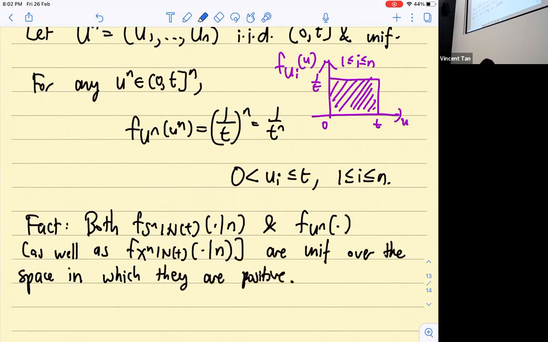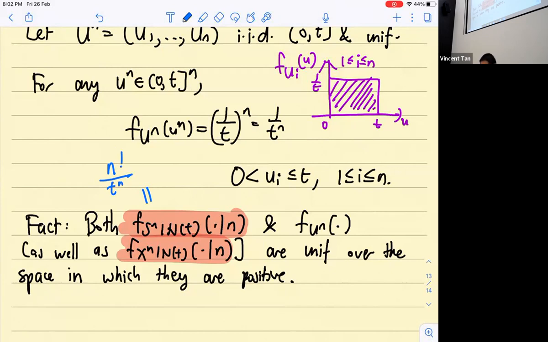Now, we have actually already seen this fact for this distribution and this distribution. Hopefully, by now you understand. They are uniform over the space in which they are positive, because these two objects are both equal to n factorial over t power n. They don't depend on the argument as long as the argument satisfies some condition for which the density is positive. We have already seen that.